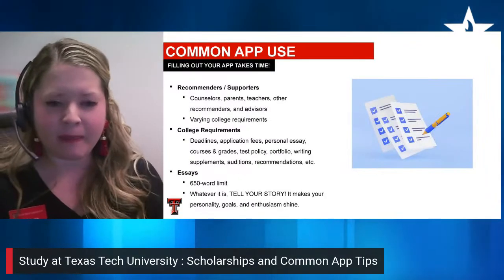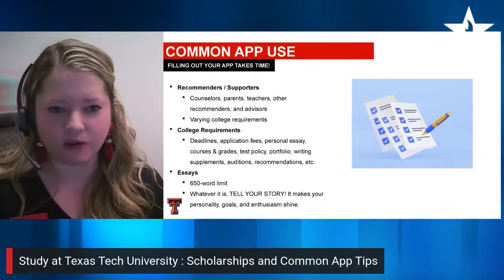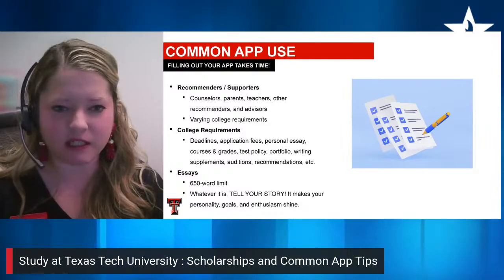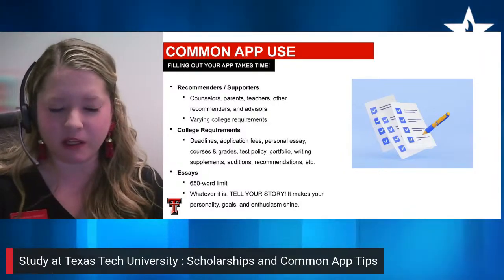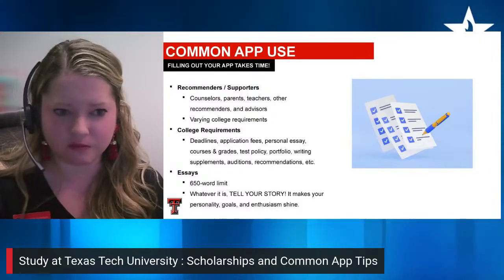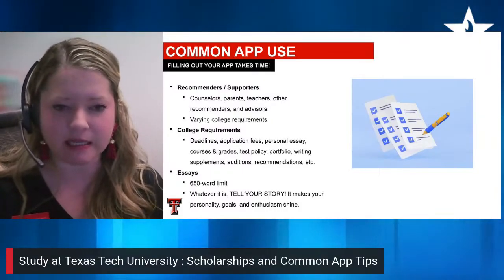Next, please. Okay, and then you will need to get recommenders and supporters. So this would include counselors, parents, teachers, other recommenders, advisors, people who really can recommend you based on your academic or merit-based performances, things like that.